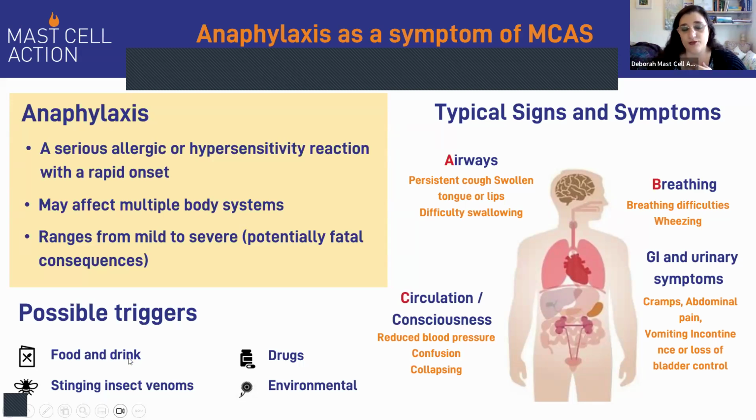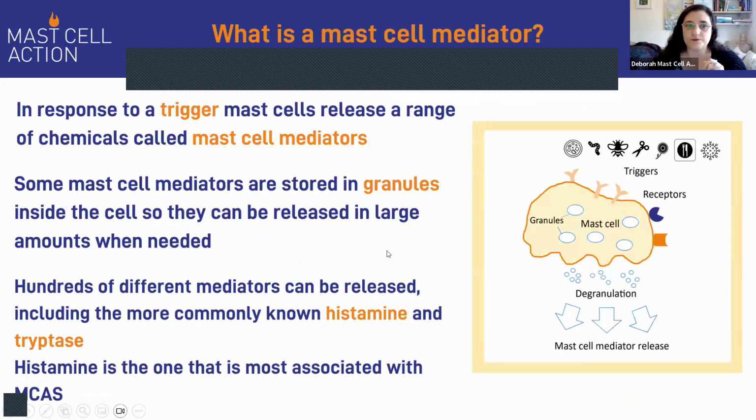And people often get that in response to food and drinks, to medications, particularly if they get stung by an insect, but also environmental triggers like breathing in perfumes and airborne particulates.